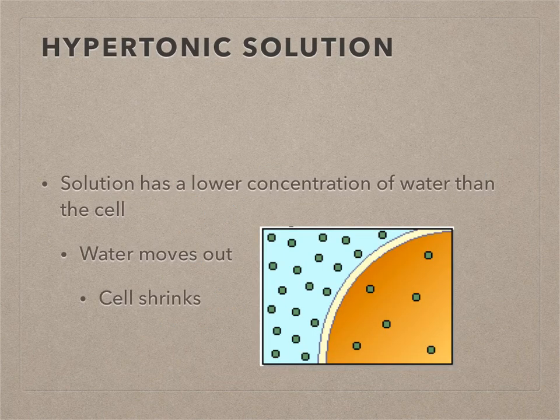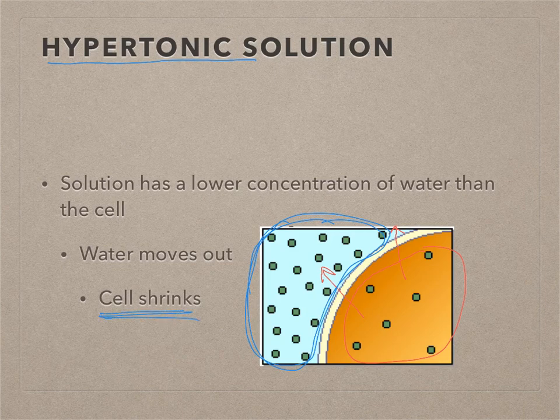Here this is illustrated again, a hypertonic solution. Remember, hypertonic means more particles outside than inside. As a result, water is going to move out to dilute the substances outside and get the concentration roughly the same. So water is going to go out, and as a result, the cell shrinks.